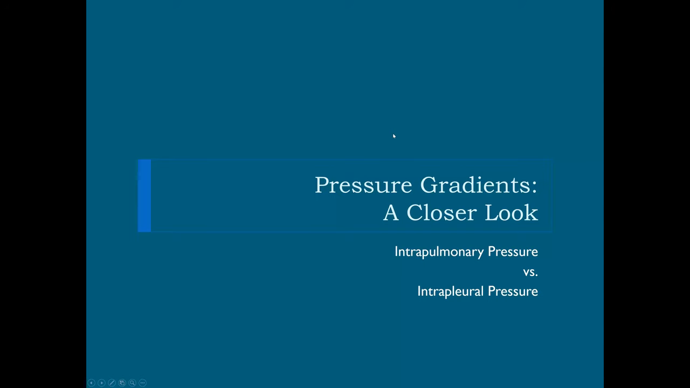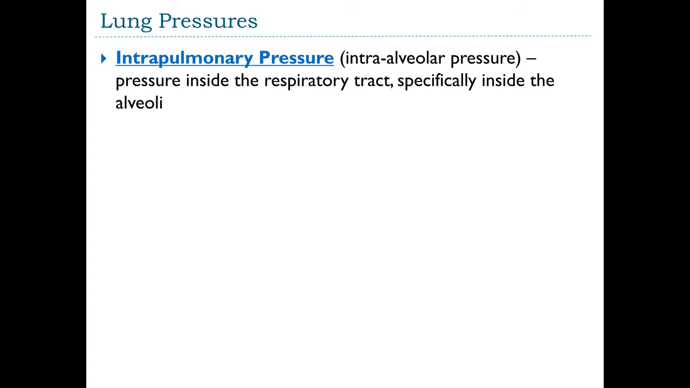Now we'll take a closer look at the pressure gradients and look at some graphs and also talk about the difference between intrapulmonary pressure and intrapleural pressure. So intrapulmonary pressure, which is also called intraalveolar pressure, is the pressure inside the respiratory tract, specifically inside the alveoli.